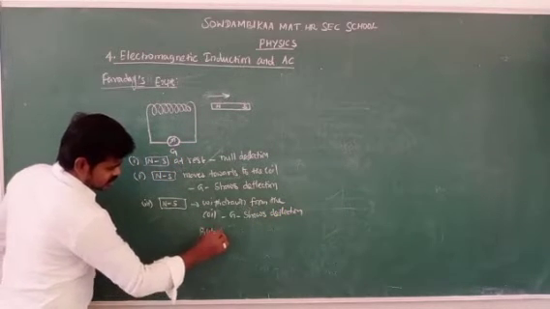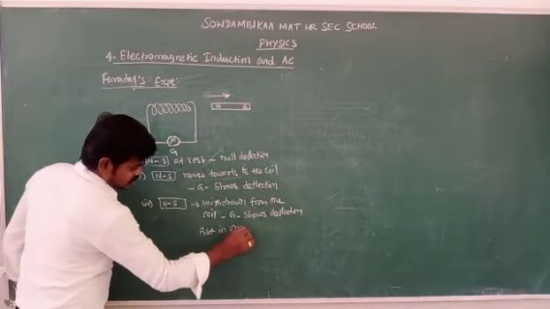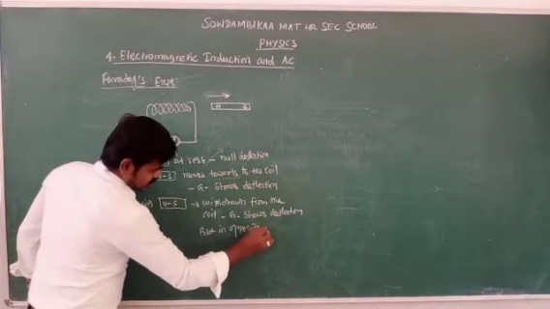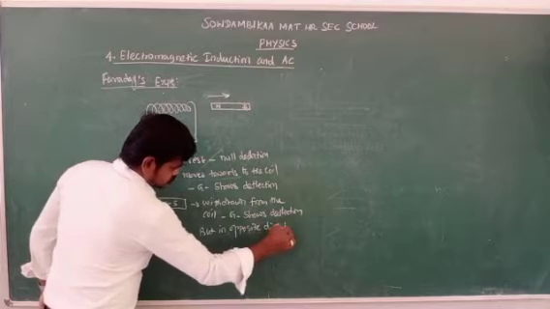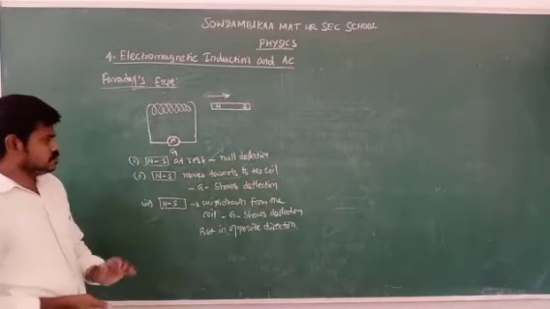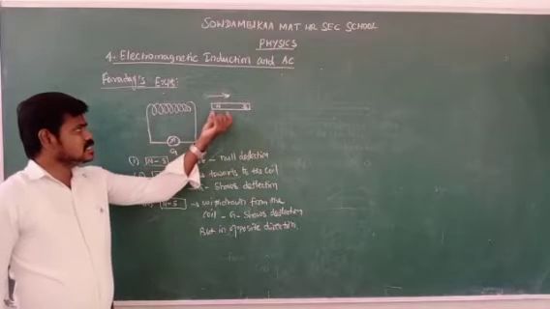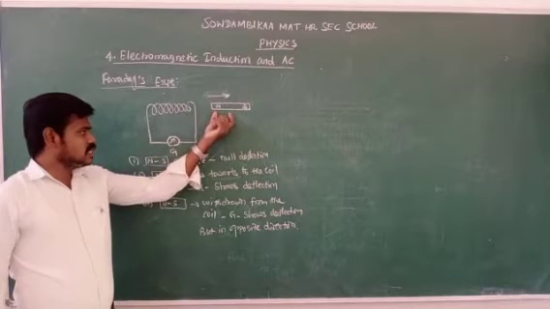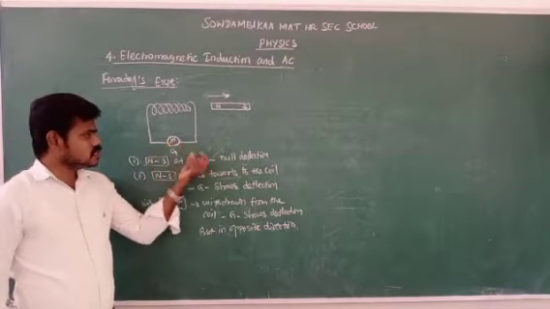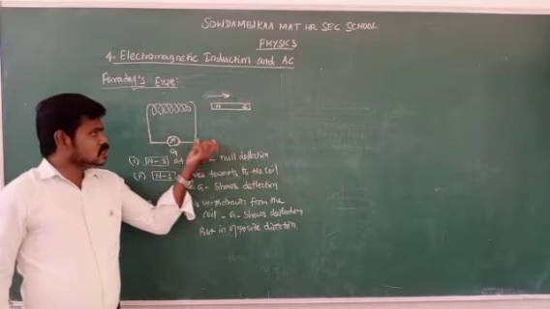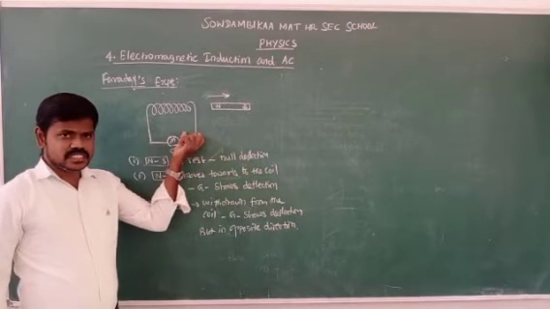But in opposite direction. This is very important. Remember. Enna solirukom varunga sir. The bar magnet at rest na the galvanometer shows null deflection. No current produced in the circuit.